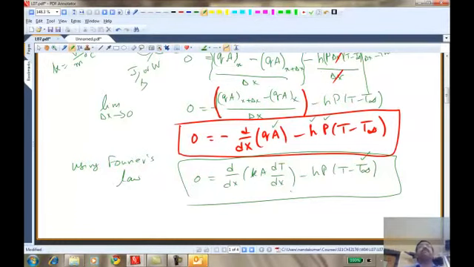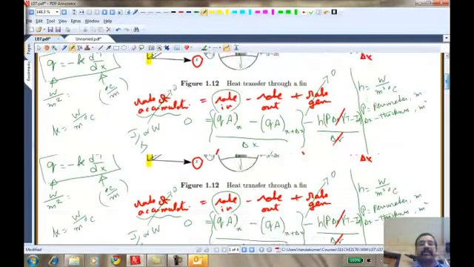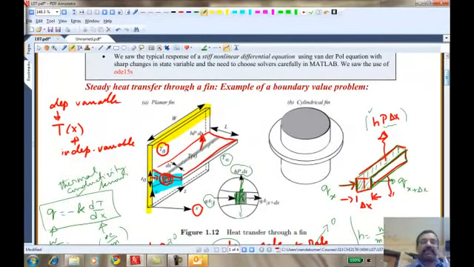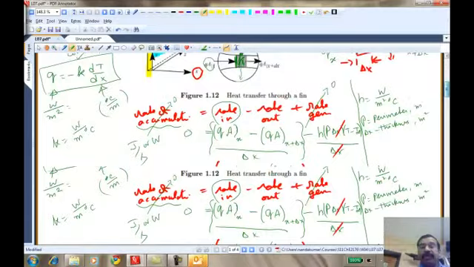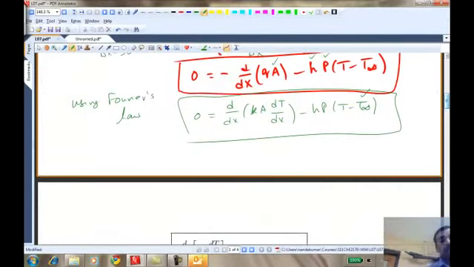Where would those two conditions be given? One is at the base of the fin, where I have already said that the temperature is T0. This is the base of the fin. So this entire block is at a temperature of T0. So we can specify for that equation, these are called boundary conditions. We need two boundary conditions because it's a second order equation.